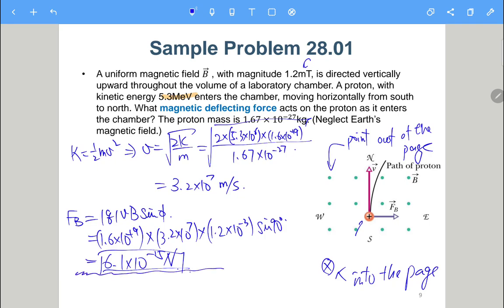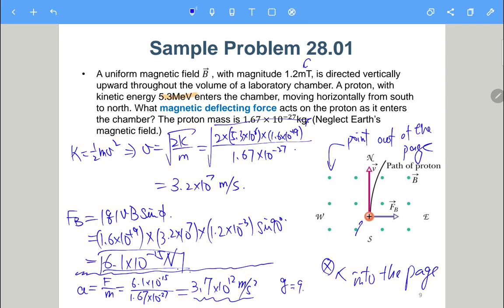Out of the scope of this sample problem, if you calculate the acceleration of this particle using Newton's second law, F equals ma, you plug in 6.1 times 10 to the minus 15 over 1.67 times 10 to the minus 27. This is 3.7 times 10 to the 12 meters per second squared, a very large number compared with g, 9.8 meters per second squared. This is 10 to the 12 power, which is really large, much larger than the gravitational force, of course.